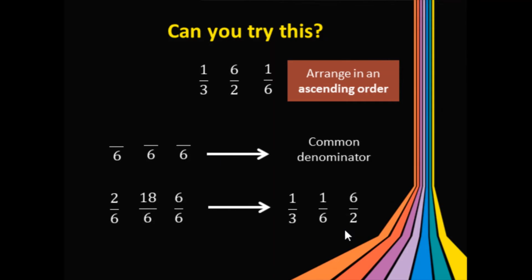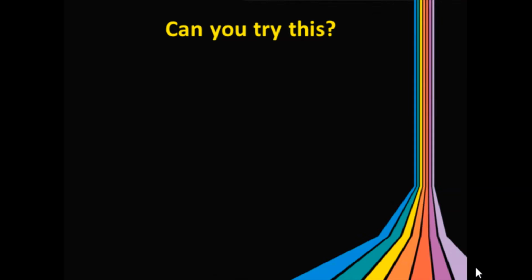Do we have the same order? We have the lowest, which is 1/3, followed by 1/6, and lastly we have 6 halves. Did you get a correct answer? Okay, good job.